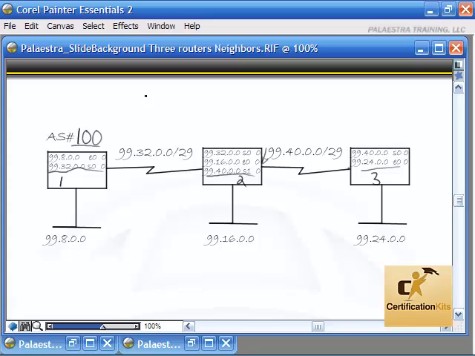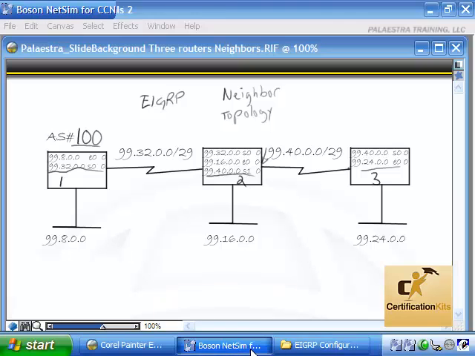What we're going to do is go in and enable EIGRP to get these routers talking to each other. Remember, they'll establish neighbor relationships, they'll fill in their topology tables, and then they will take their successor route out of the topology table and put it into the routing table. So we're going to go in and take a look at configuring this right now in the simulator.